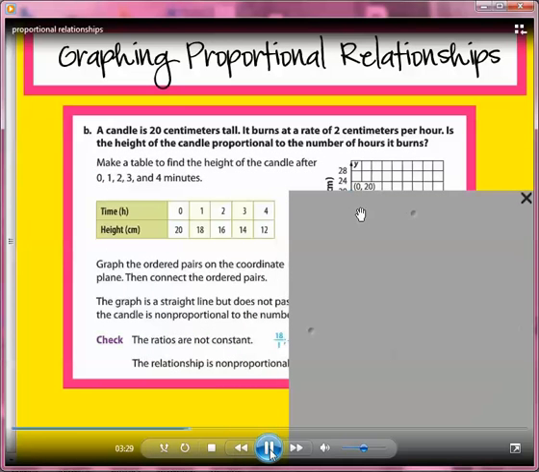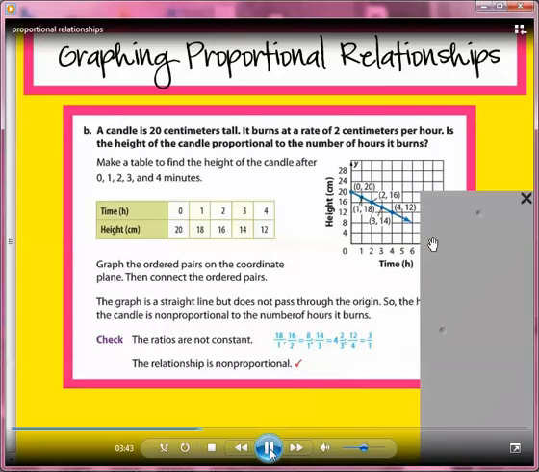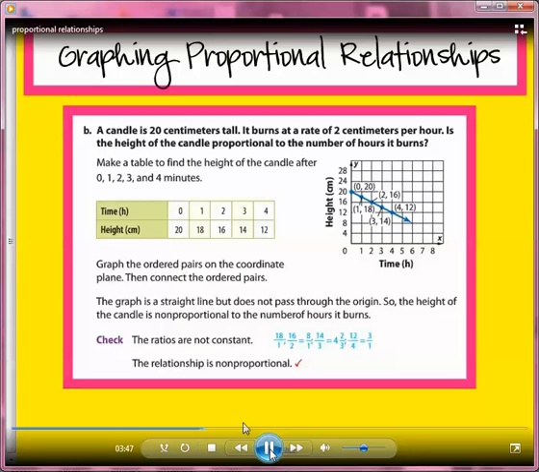So we're going to make our table consisting of, at 0 it's 20 centimeters tall, then it burns at a rate of 2 centimeters per hour. So every hour it's decreasing 2 centimeters. So if we look at these, do they have a constant rate of proportionality? And the answer is no. If we try to graph each one of these, it's not passing through the origin.